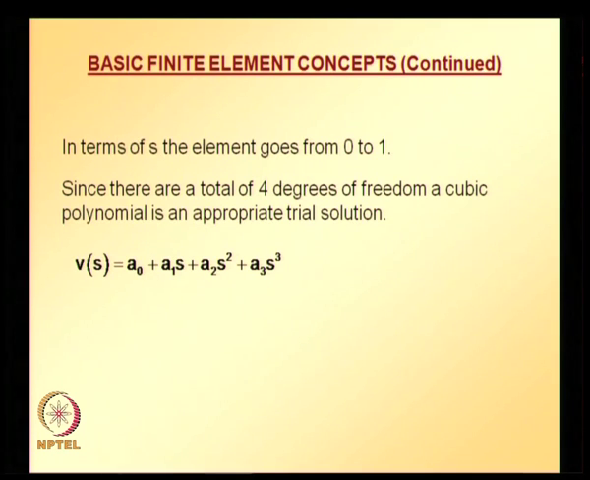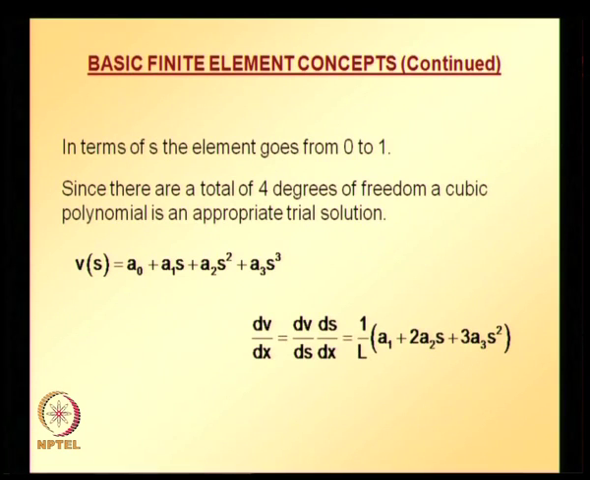And what is theta? Theta is nothing but the derivative of transverse displacement with respect to x. So using the chain rule, dv by dx can be written as dv by ds times ds by dx, and we just learned that the relation between dx and ds is dx is equal to L times ds. So we know that ds over dx is going to be 1 over L, and v is already given in terms of s. So one can easily take the derivative of v with respect to s, so dv over dx can be obtained.